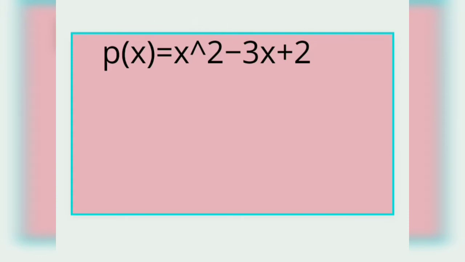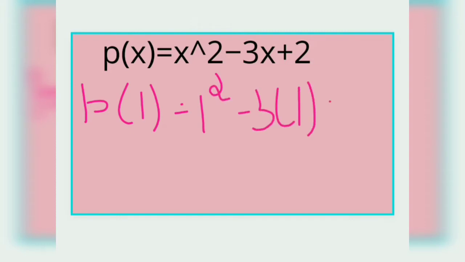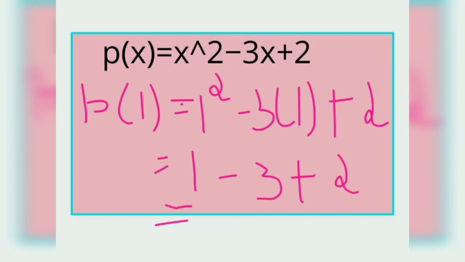Now we'll put another value. Let's suppose 1. P of 1. Now see here, 1 square minus 3 multiply 1 plus 2. Okay. Now see, 1 square is equal to 1 only. Minus 3 ones are 3, plus 2. Now see, 2 plus 1 is 3, minus 3. Opposite sign and same numbers will get cancelled. My answer is 0.